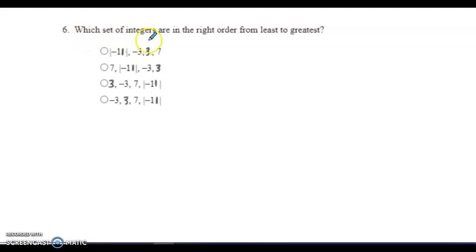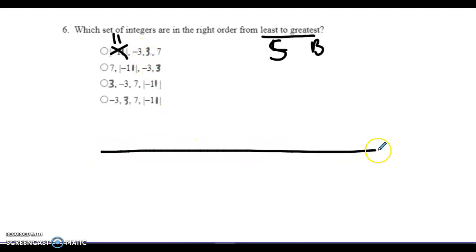For this one, we want to write our integers in order from least to greatest. So the smallest to the biggest. Remember, absolute value means distance from 0. So if you have the absolute value of negative 11, that's 11 spaces from 0. So that becomes a positive 11. And then the rest of these we don't have to change. So let's just look at a number line. Let's put everything on a number line. We have a positive 11.